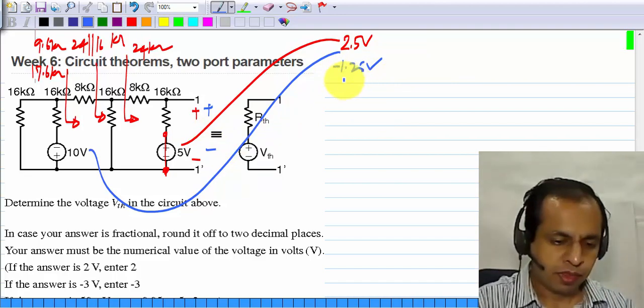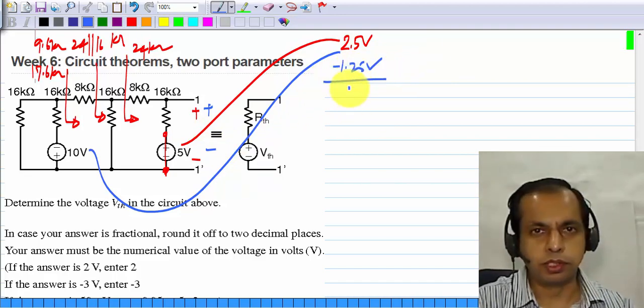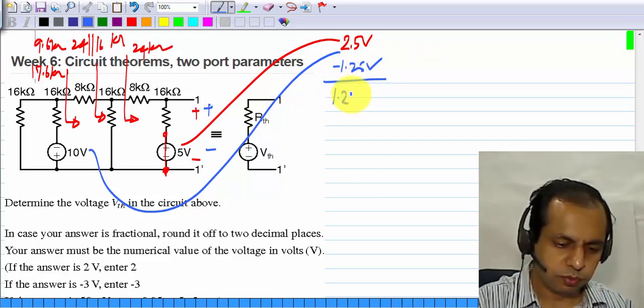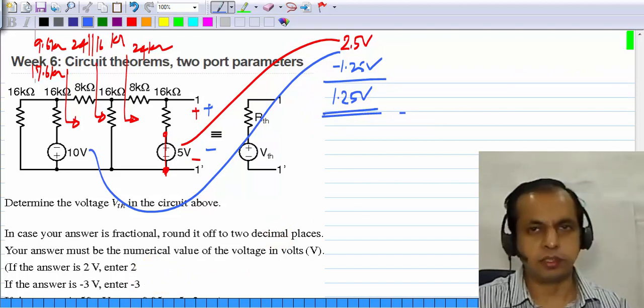Okay, so the Thevenin voltage, which is the superposition of these two, is 1.25 volts. Okay, so that's the answer to the first question.